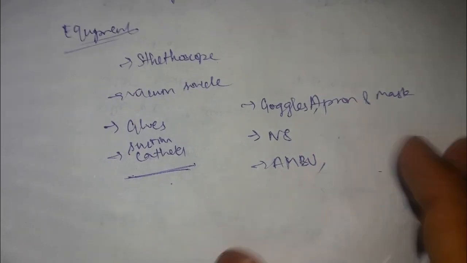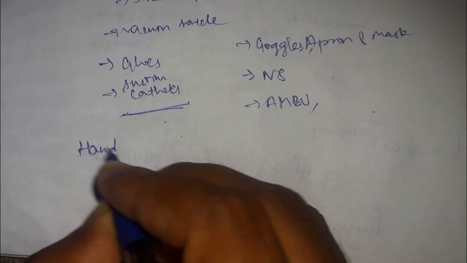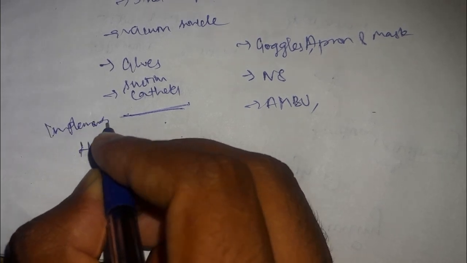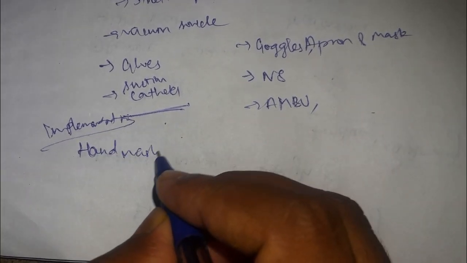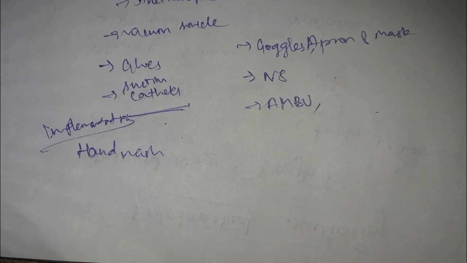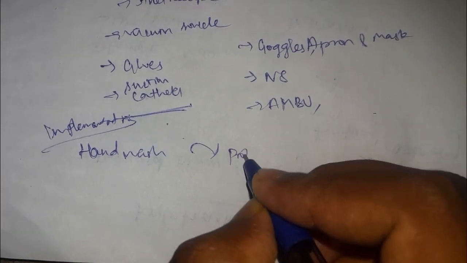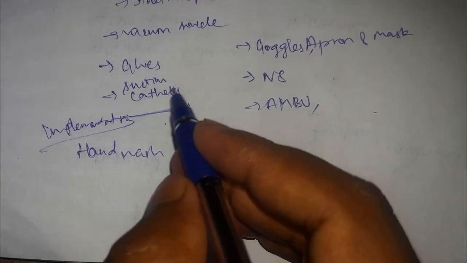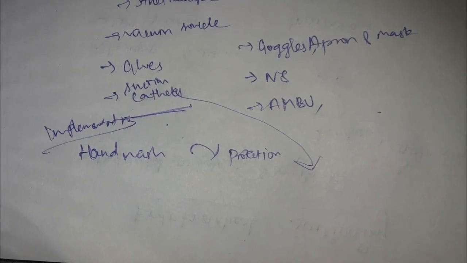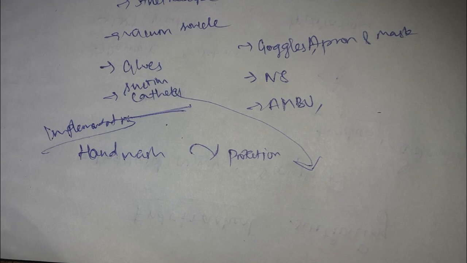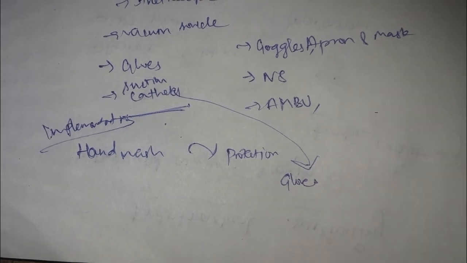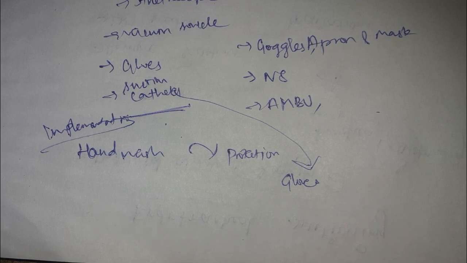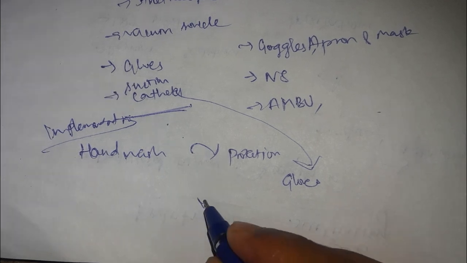Coming to the implementation, first we should do the hand wash, which reduces the transmission of microorganisms. We should wear protection: goggles, mask, apron. Open the end of the suction catheter and connect it to the suction tubing, and wear sterile gloves. After wearing gloves, with the help of the assistant, open the suction catheter package and connect it to a suction tube. And we should ask one assistant to disconnect the ventilator.